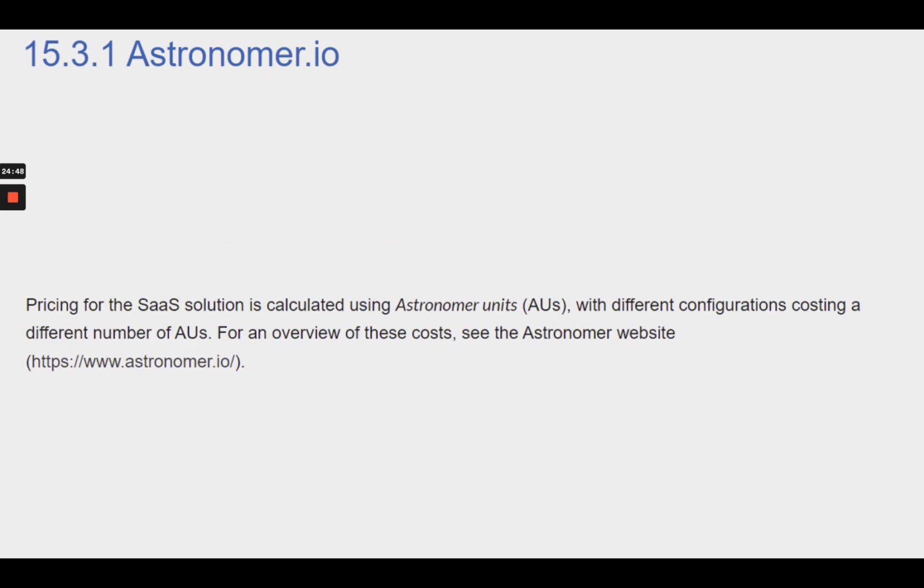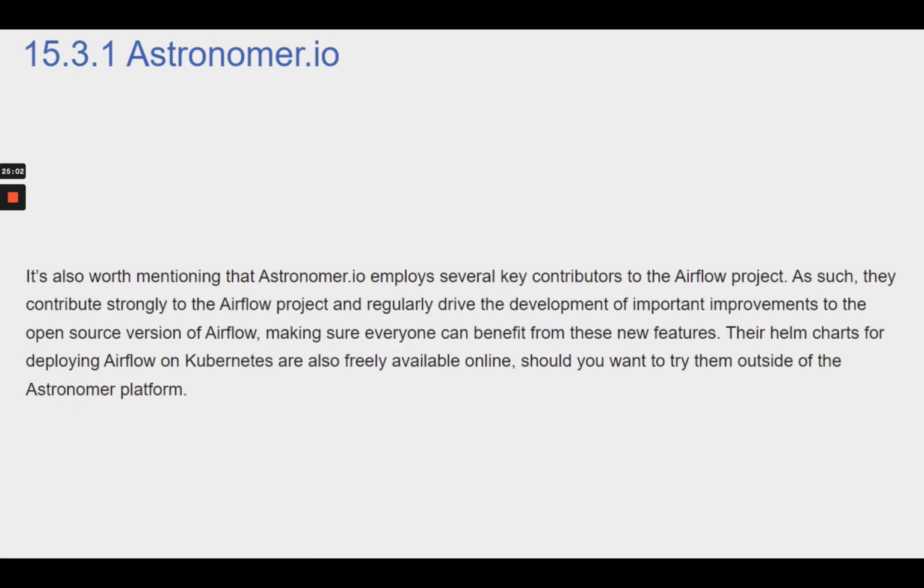Pricing for the SaaS solution is calculated using Astronomer units, AUs, with different configurations costing a different number of AUs. For an overview of these costs, see the Astronomer website. It's also worth mentioning that Astronomer.io employs several key contributors to the Airflow project. As such, they contribute strongly to the Airflow project and regularly drive the development of important improvements to the open-source version of Airflow, making sure everyone can benefit from these new features. Their Helm charts for deploying Airflow on Kubernetes are also freely available online, should you want to try them outside of the Astronomer platform.